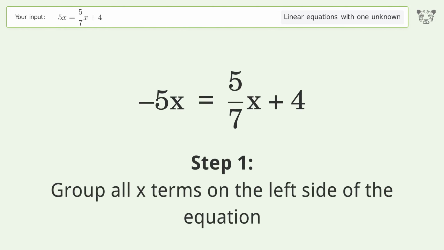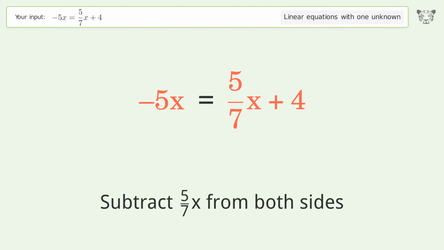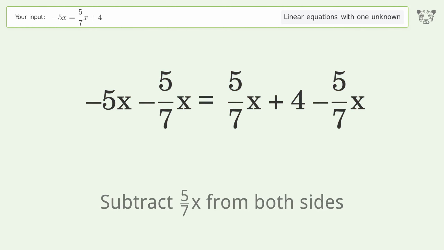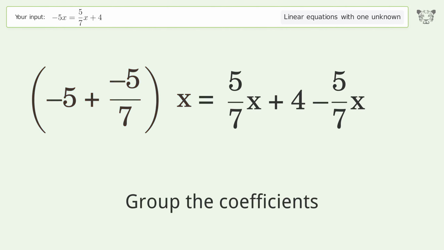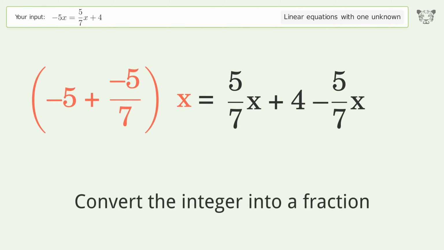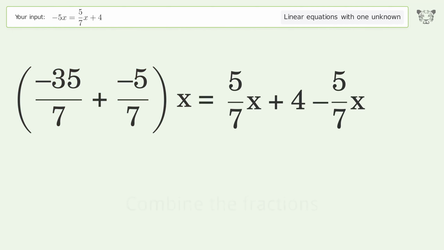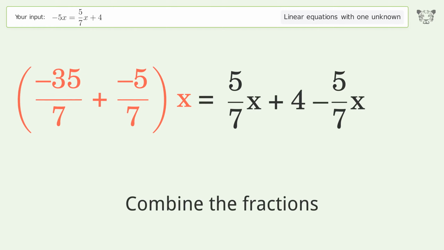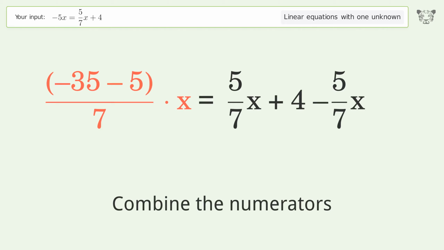Group all x terms on the left side of the equation. Subtract 5/7x from both sides. Group the coefficients. Convert the integer into a fraction. Combine the fractions. Combine the numerators.